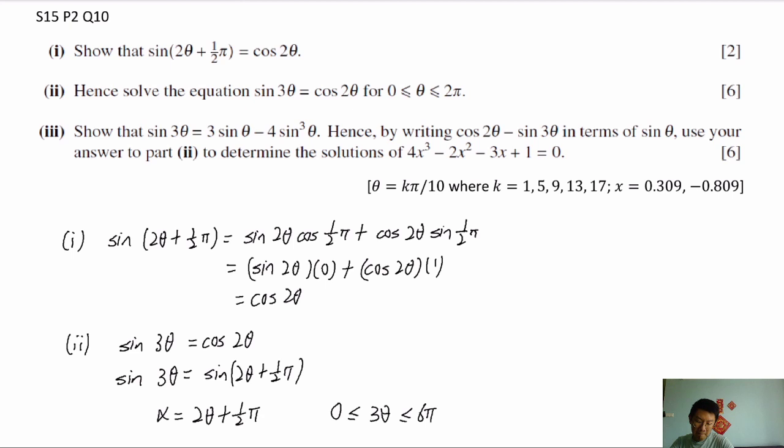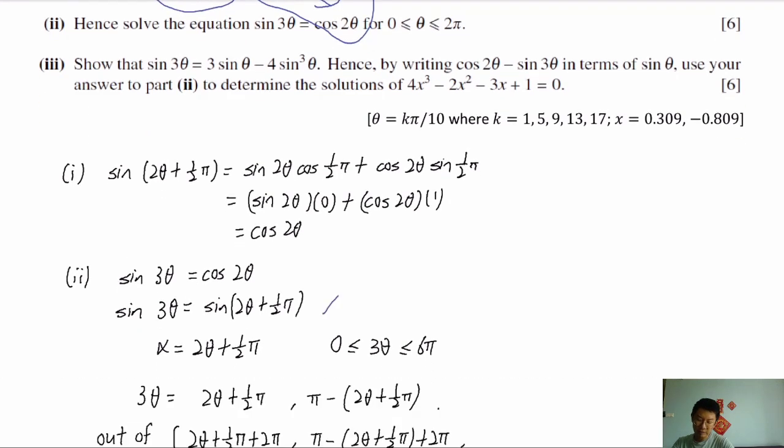And for the second part, hence solve the equation sin 3θ = cos 2θ. For this one, we will have to use the identity that we have got earlier on. The only similar thing that we have here is cos 2θ, so we are going to substitute this into the right hand side here. So this is what we get.